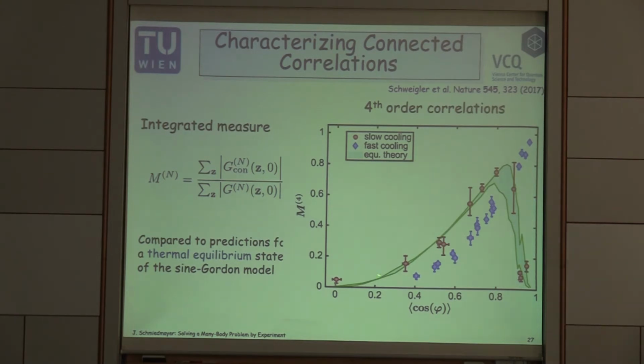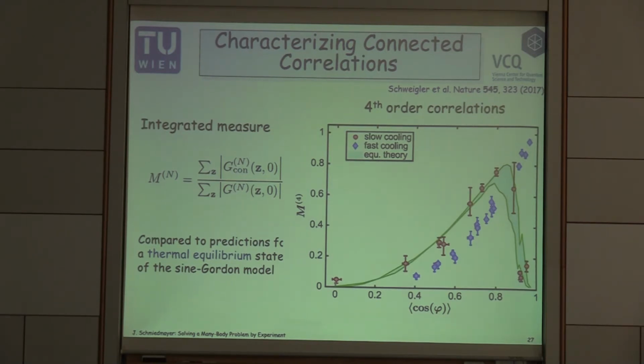And this is a calculation for thermal equilibrium with exactly the measured parameters of our system. Now, what's the fast cooling? So slow cooling and fast cooling. To set this straight, slow cooling is that we have a typical collision rate of 10,000 collisions per second.